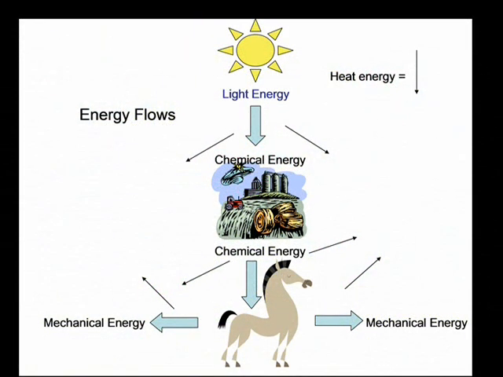If you haven't noticed, energy is constantly flowing. Light energy converts to chemical energy, which converts to heat energy, which converts to chemical energy, which converts to mechanical energy and heat energy. So it's constantly cycling and recycling. And matter is also like this.